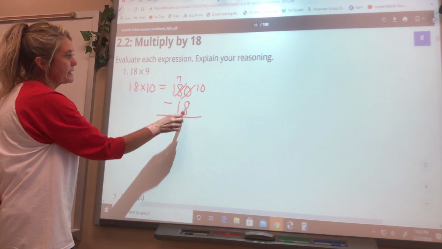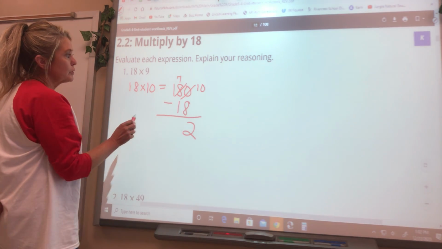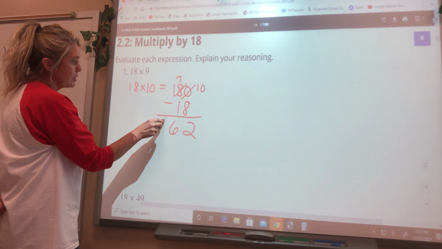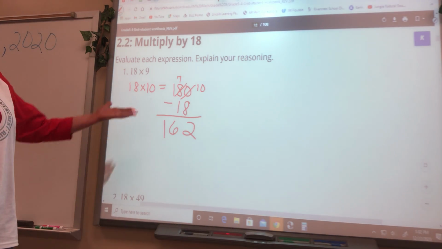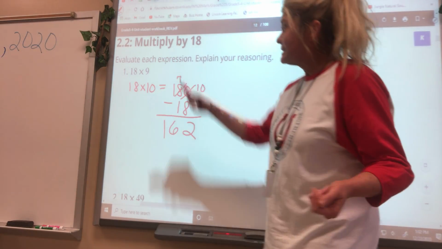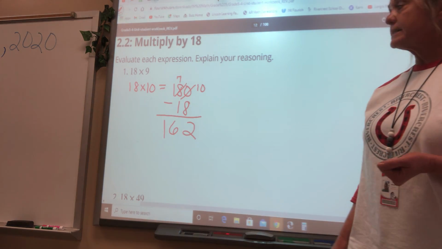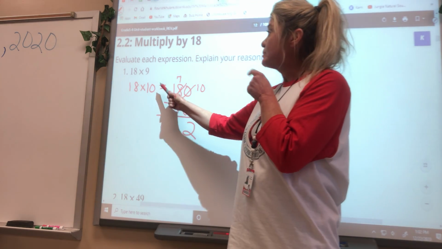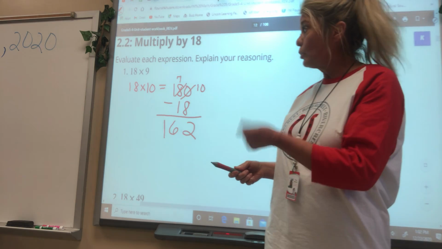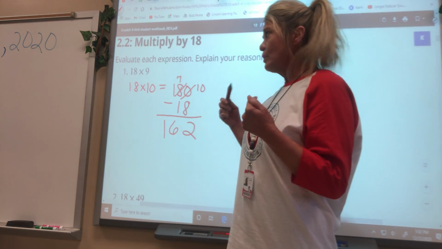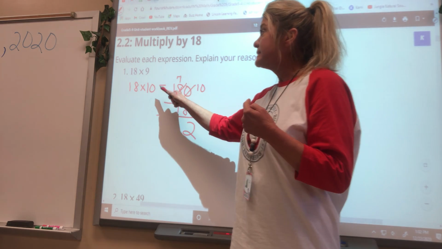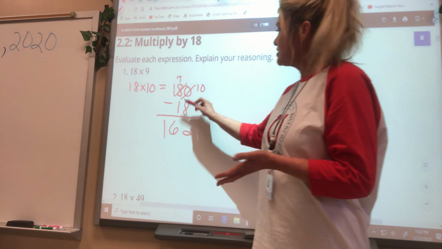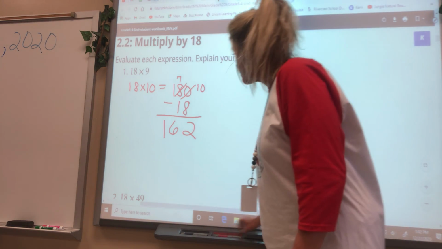Okay. 10 minus 8 is 2. 7 minus 1 is 6. And 1 minus 0 is 1. So I see that 18 times 9 is actually 162 because I can quickly do a multiple of 10. 18 times 10 gives me 180, and I can do that quick. And then I think to myself, okay, that was 18 10 times, but I only had 18 9 times. So I just take away one of the 18s.